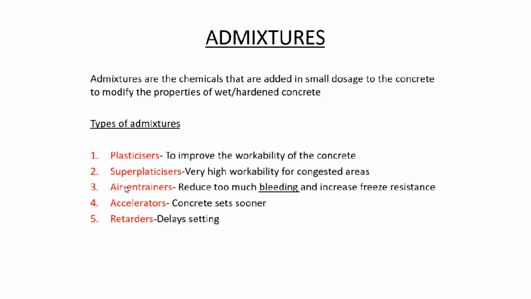And then admixtures. So you must know all the different types of admixtures and their uses, which are plasticizer, superplasticizer, air entrainer, accelerator, and the retarder. And then you must know their functions when being used in concrete. Like a plasticizer, you must be able to give me what exactly it does in concrete. It improves the workability, and superplasticizer is very high on workability. The air entrainer controls the bleeding and improves the freezing resistance of concrete. The accelerator speeds up the process of setting, and the retarder slows down or delays the setting of the concrete.